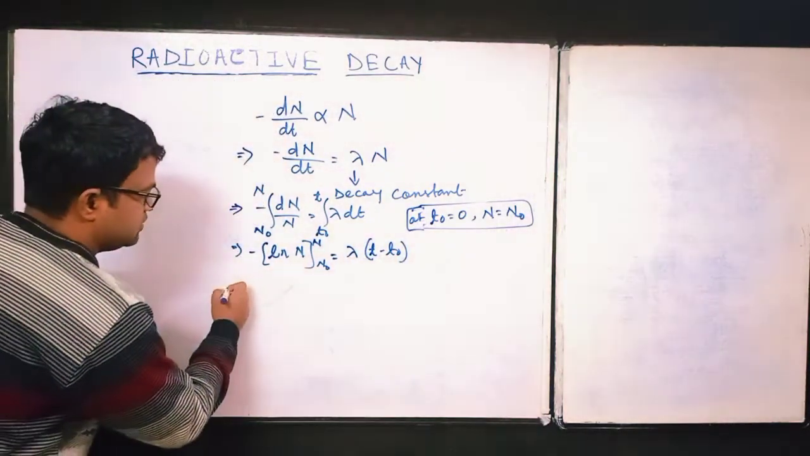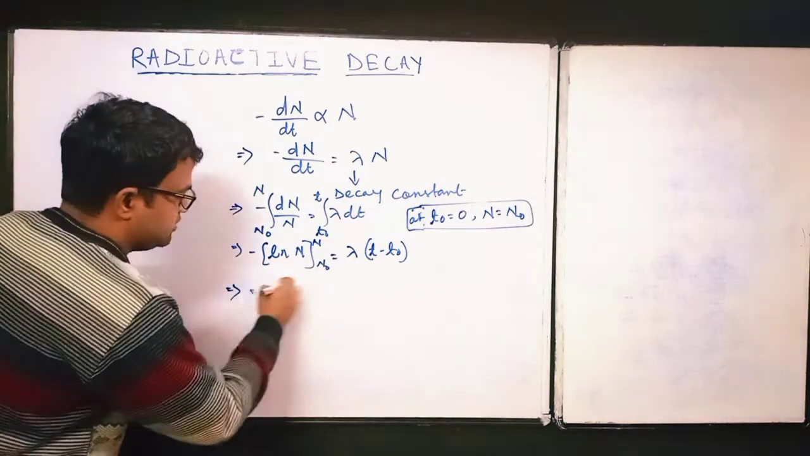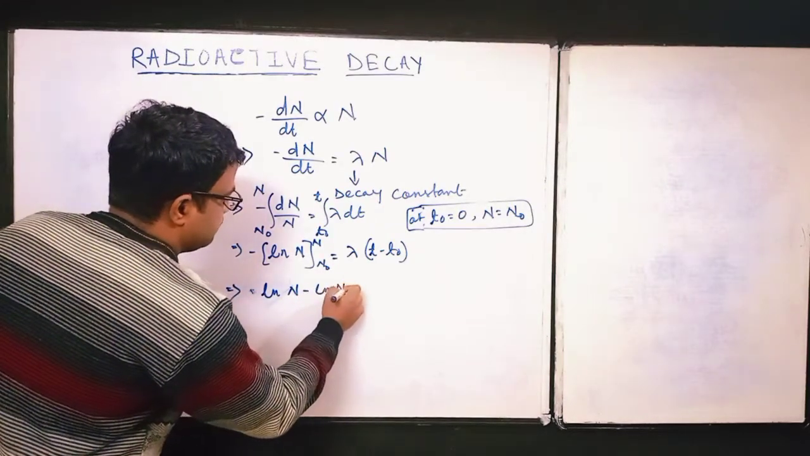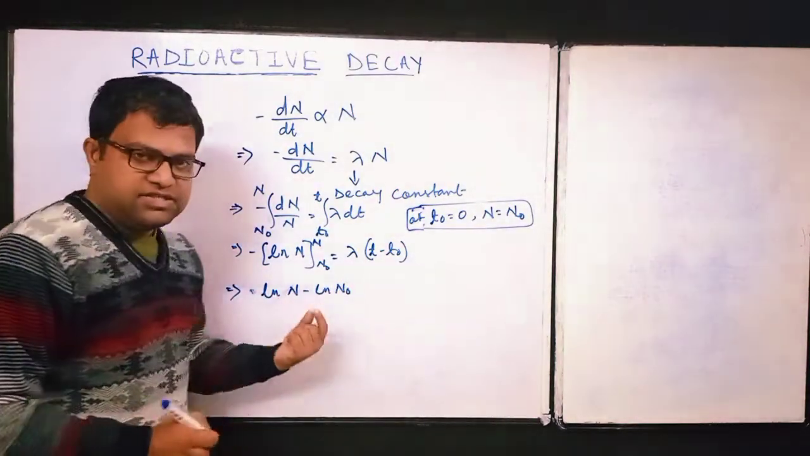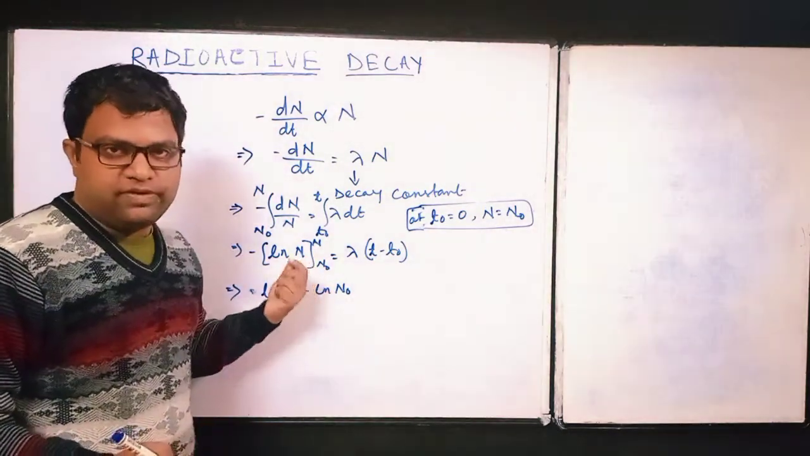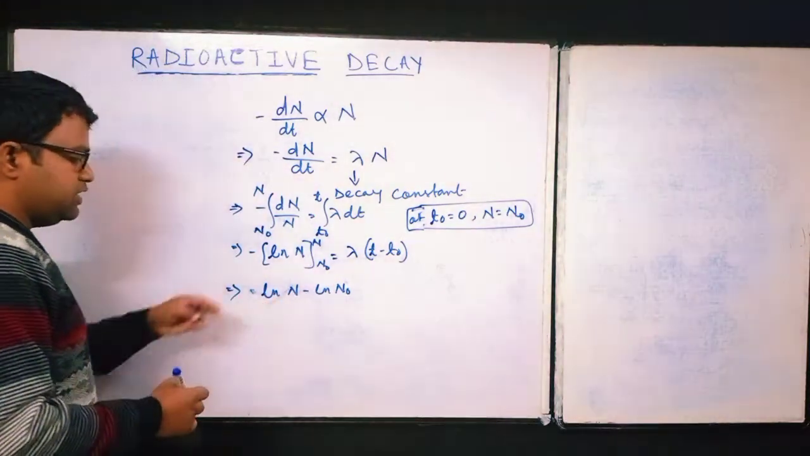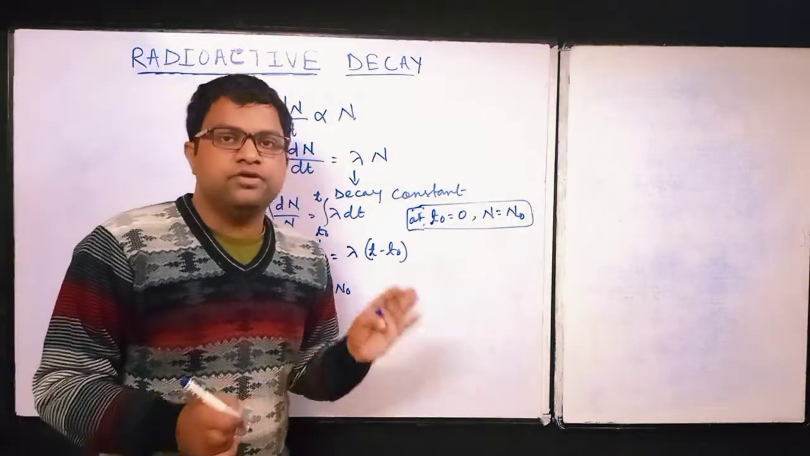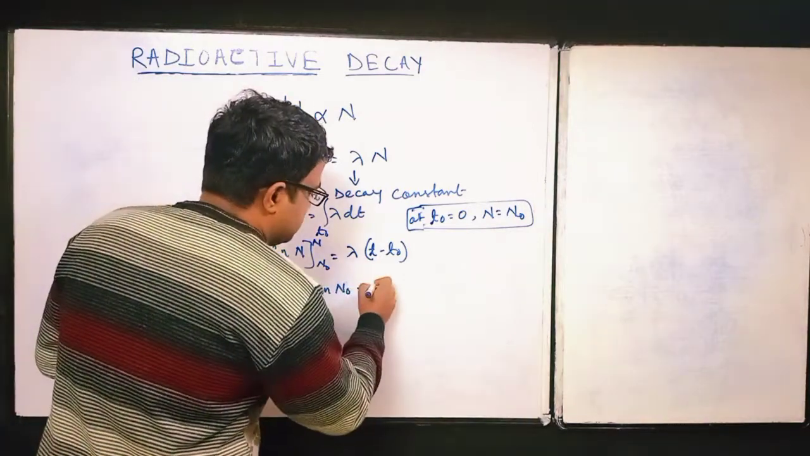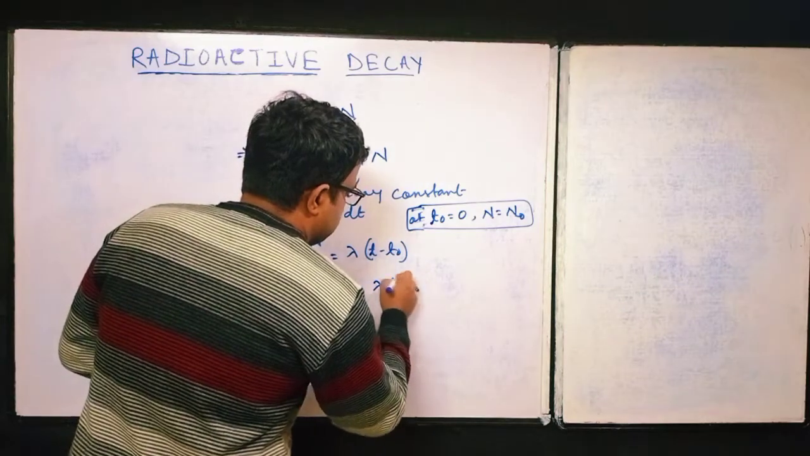Fine. So I can take the negative sign to the right side, so it will be ln N minus ln N0. In many videos I have told you, ln is log base e, right? It's a natural logarithm. Log base e is ln. You can convert to log base 10 by multiplying by 2.303. So this is ln N minus ln N0 equals lambda times (t minus t0).